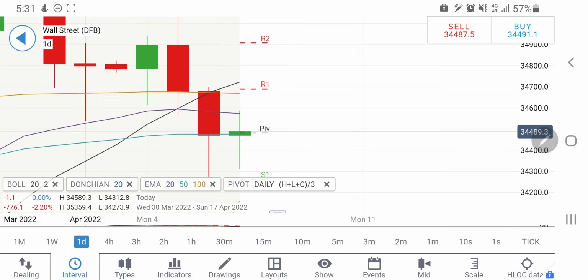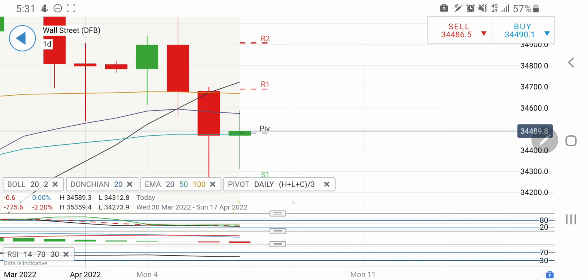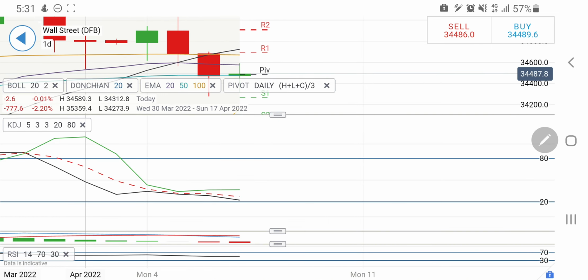So this is just an explanation. At the same time, if it trades above 34,600, you can consider this as a reversal. Then it will try to achieve 34,700, very strong resistance, 720, very strong resistance. Beyond that, it will definitely fly strongly on the upside. So in between 34,400 and 34,600, don't trade till the time.